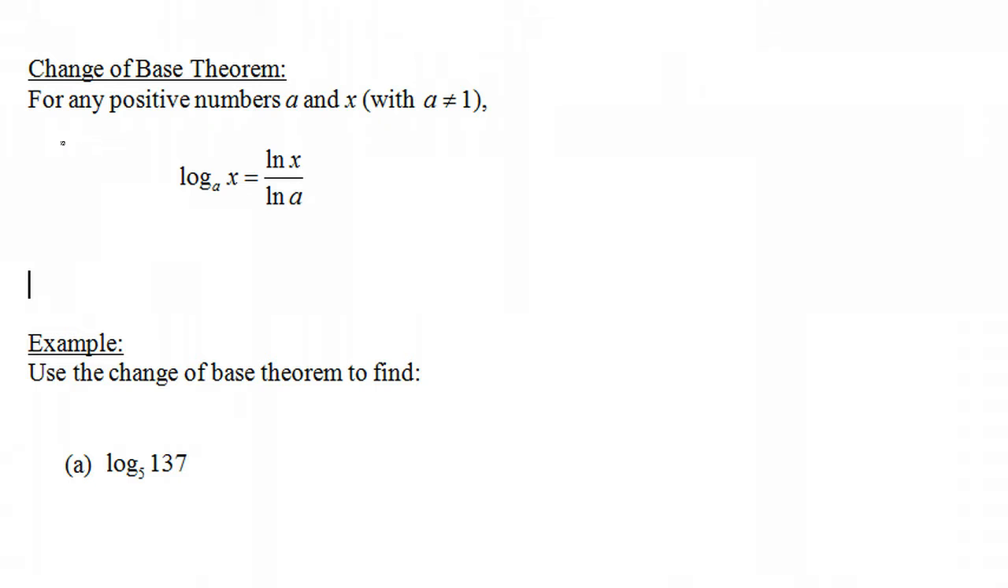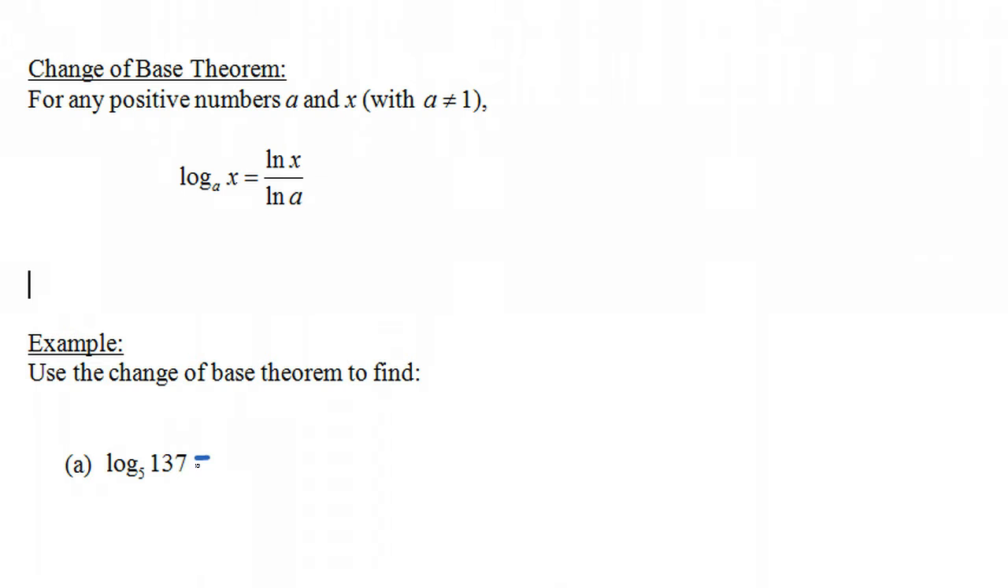And this says that for any positive numbers a and x, and we don't want a to be 1, log base a of x is equal to natural log of x over natural log of a. So we've converted a log base a into two natural logarithms, and our calculator has the natural logarithm button. So let's use this change of base theorem to find log base 5 of 137.